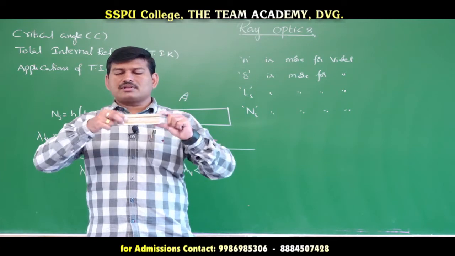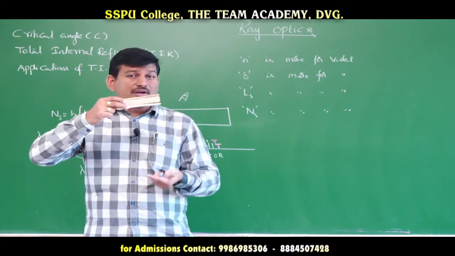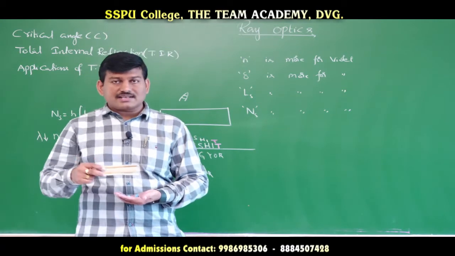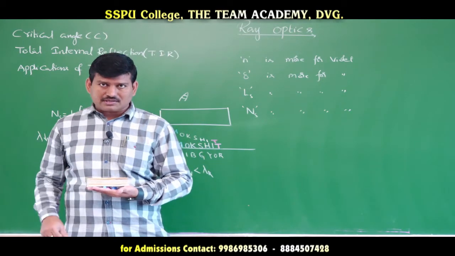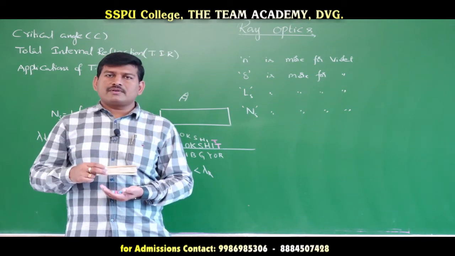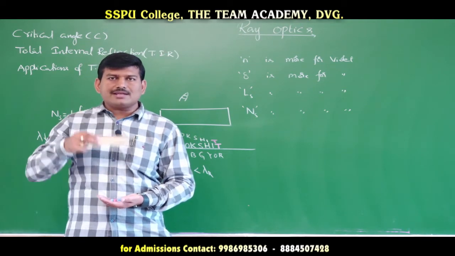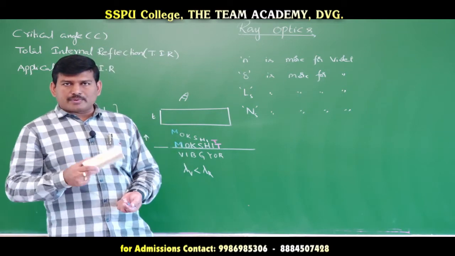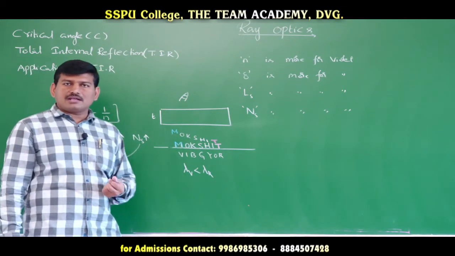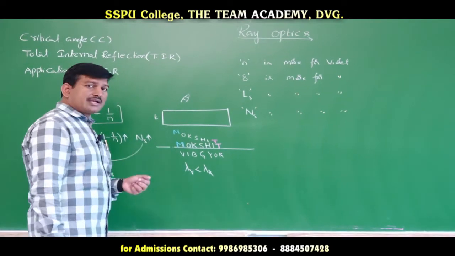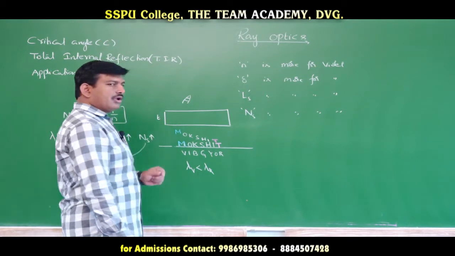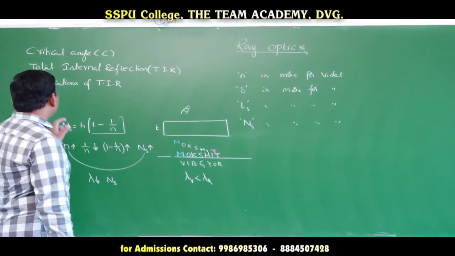So it depends upon the thickness of this glass slab, but does not depend upon where the glass slab is situated. Whether the glass slab is situated on the object, or near to your eye, or somewhere in between your eye and the object, it is not depending. That means normal shift is independent of the location of the refracting medium. It depends only on the thickness of the refracting medium, but not on the location. So this is about the normal shift.